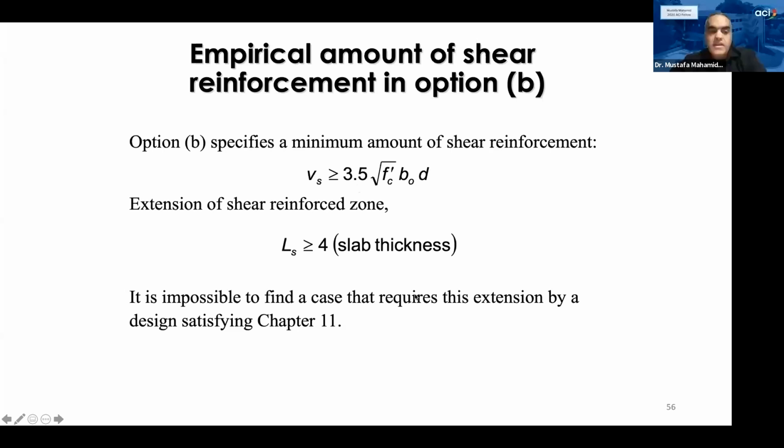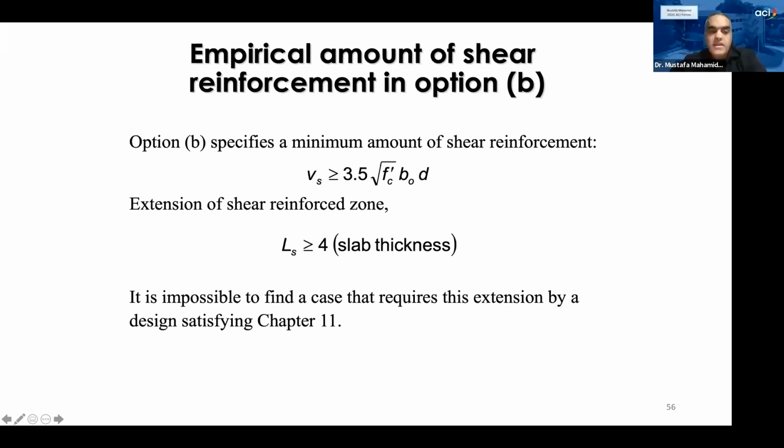If you look at this, it's impossible to find a case that requires this extension by the design that's satisfying the shear reinforcement requirements of ACI. But it's an empirical approach. That's how it was. That's why we do have option A, which is more detailed and applies to many cases.